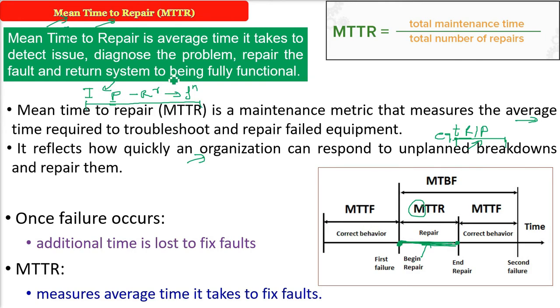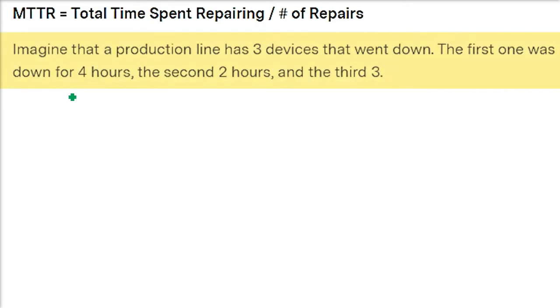Let us take an example to understand the MTTR. This is equal to total time spent repairing divided by the number of repairs. Just imagine that a production line has 3 devices that went down. The first one was down for 4 hours. The second was down for 2 hours. And the third for 3 hours. How do we find the MTTR?